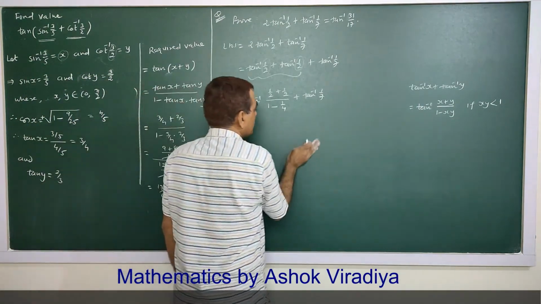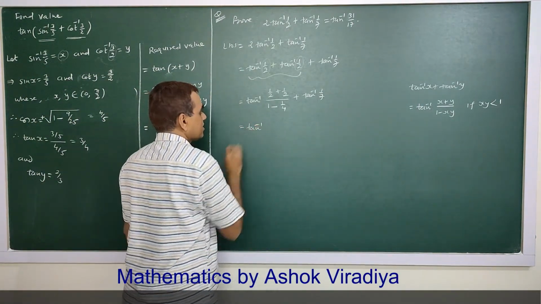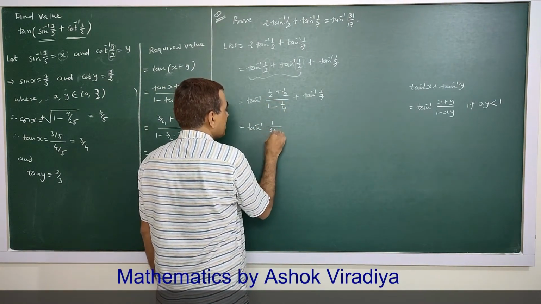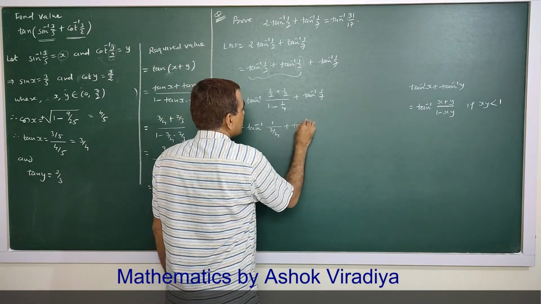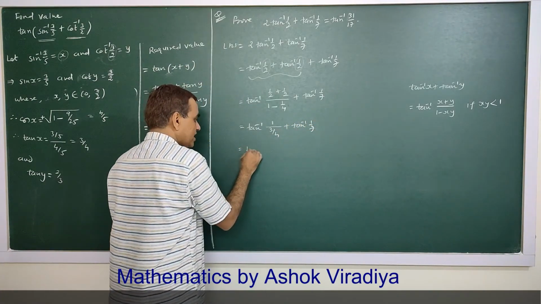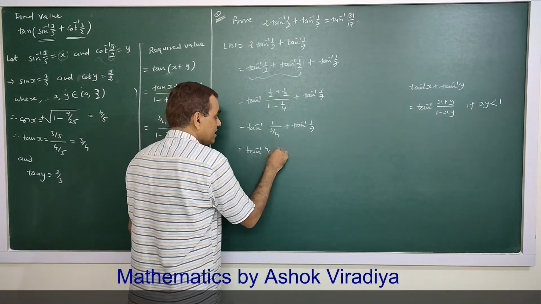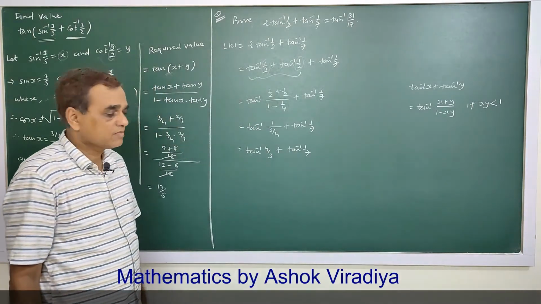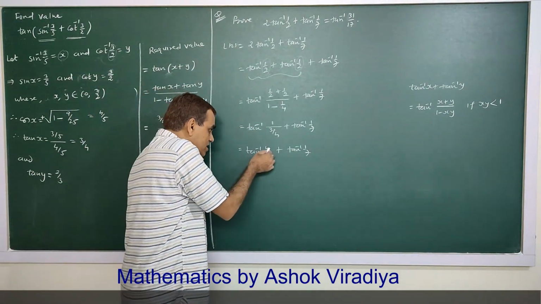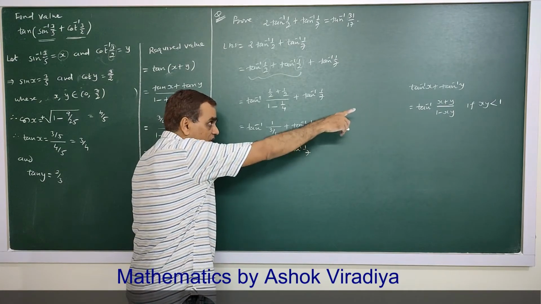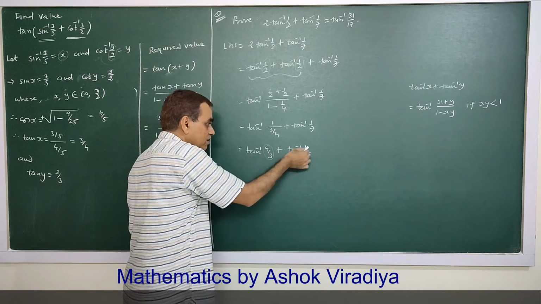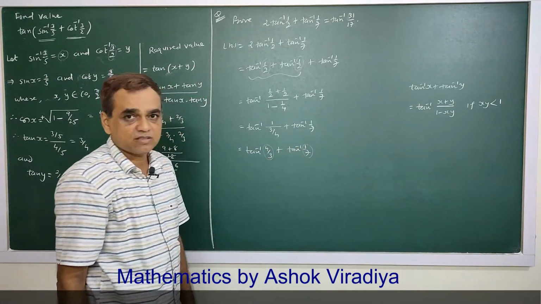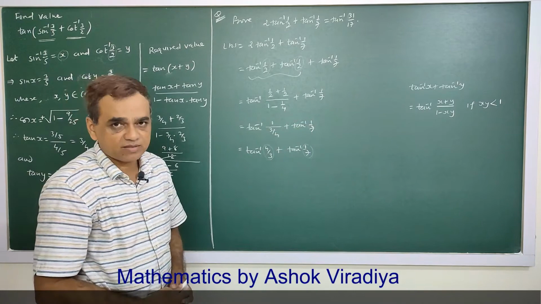That is equal to tan inverse of 1 by 2 plus 1 by 2, which is 1, upon 1 minus 1 by 4, which is 3 by 4, plus tan inverse 1 by 7. So this is tan inverse 4 by 3 plus tan inverse 1 by 7. Now again we can match with this formula. So check the product. The product of these numbers is 4 by 21. It is less than 1.